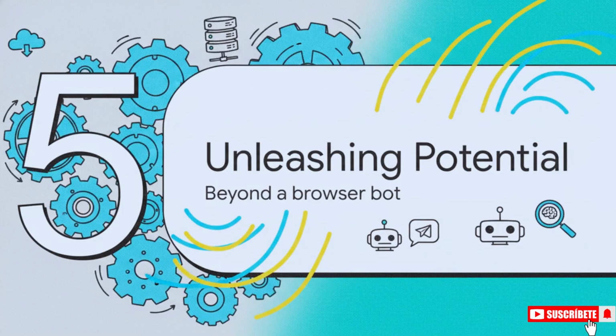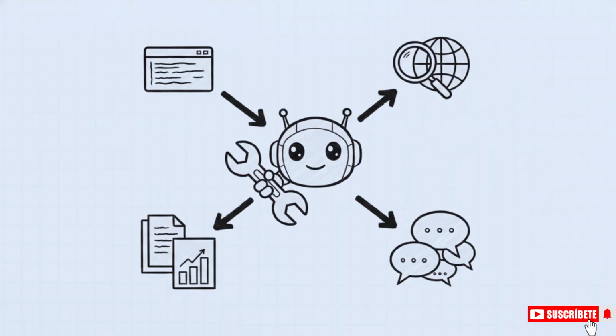Okay, finally, Section 5, Unleashing Potential. Moving way beyond a simple browser bot. This is where things get genuinely jaw-droppingly exciting. Because it's local, ClawdBot could actually execute bash commands. That means it can send direct instructions to your computer's operating system. It can write and run code for you.